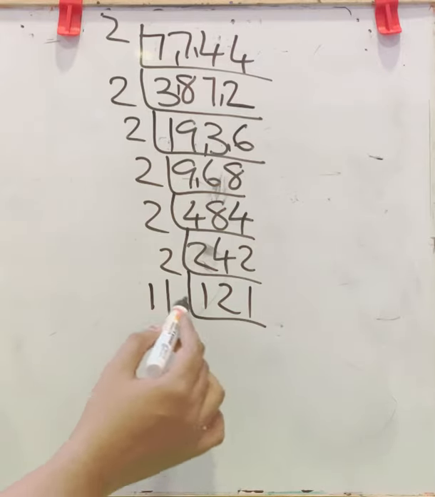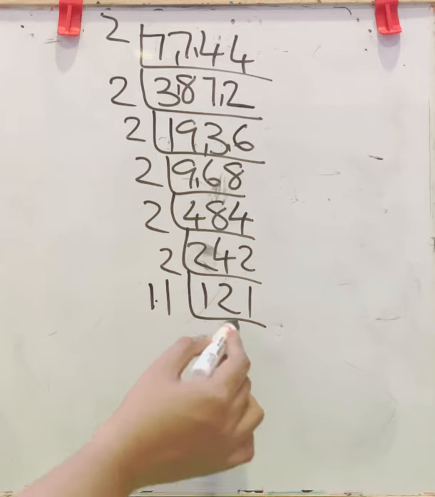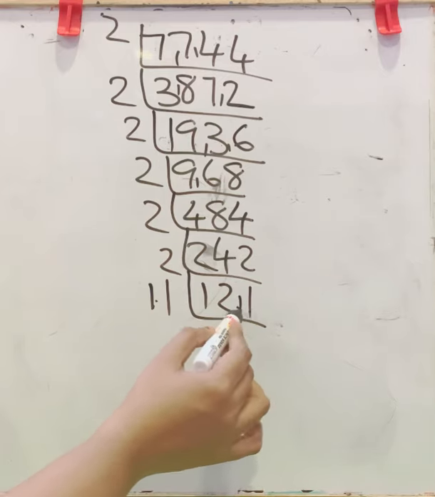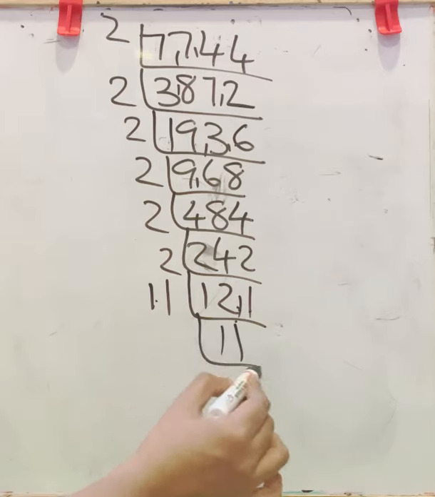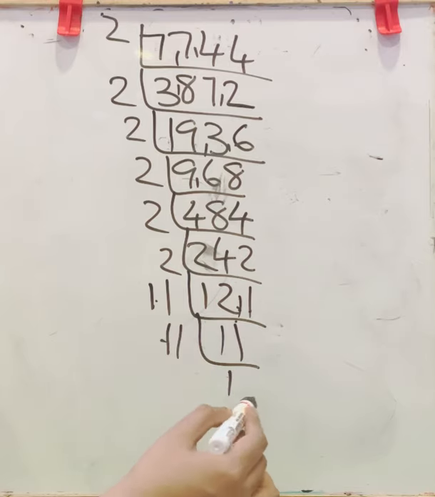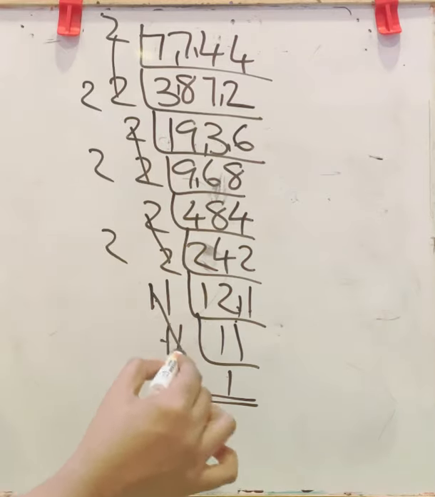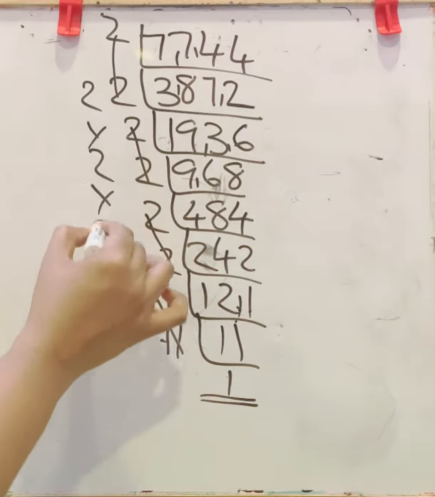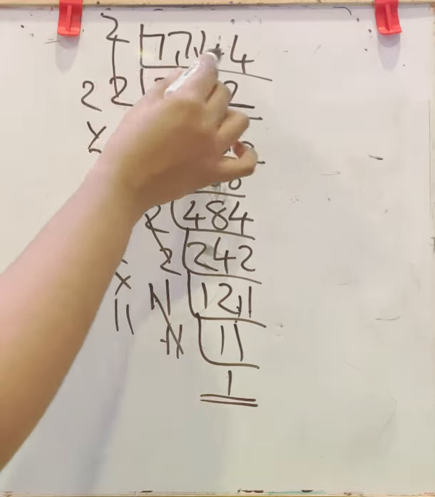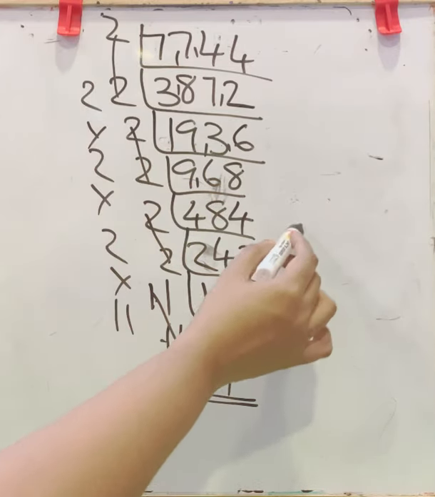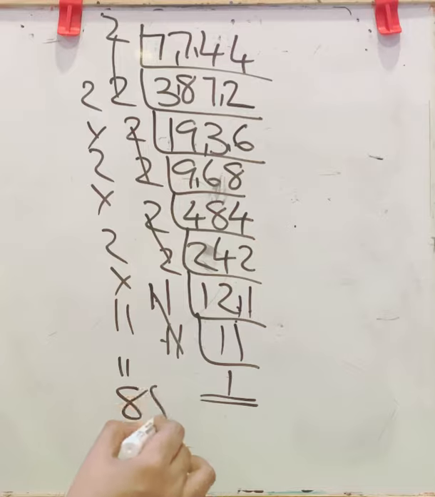So 11. 11 how many times in 12? 1 time. Balance 1. Now again 11. 11 1 times. In 11 again 11 ones are 11. Stop factorization. Pair it. 2 into 2 into 2 into 11 is square root of 7744. That is 88, the answer.